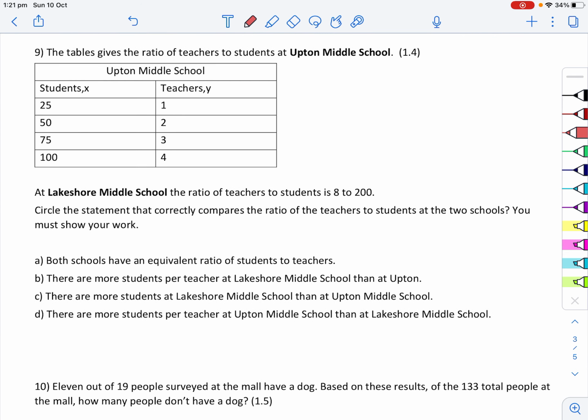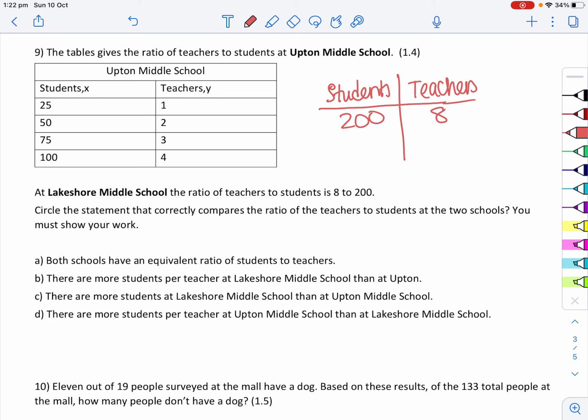Number 9 says the table gives the ratio of teachers to students at Upton Middle School. At Lakeshore Middle School, the ratio of teachers to students is 8 to 200. So I'm going to have students, teachers. And I've got 200 here and 8 here, just to make sure that my tables look the same.